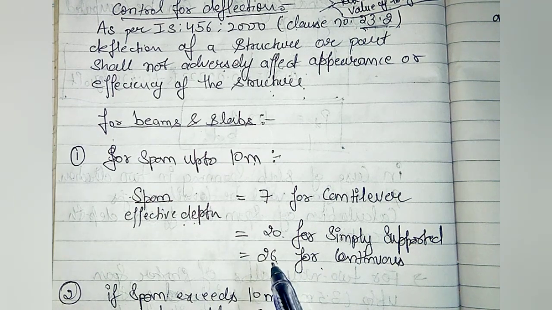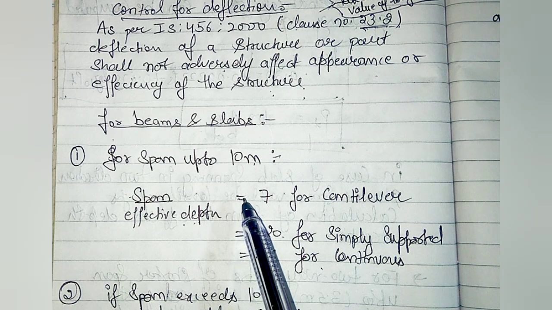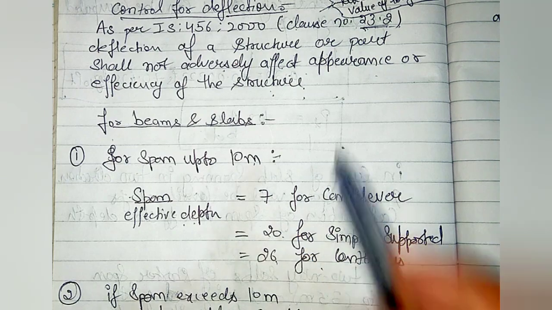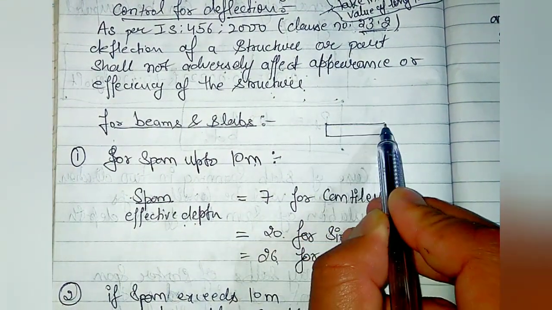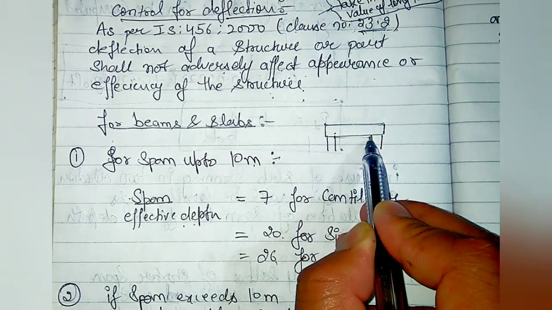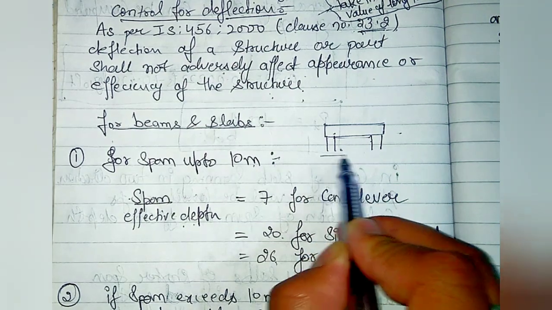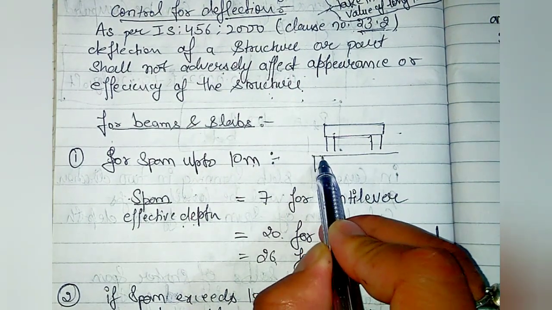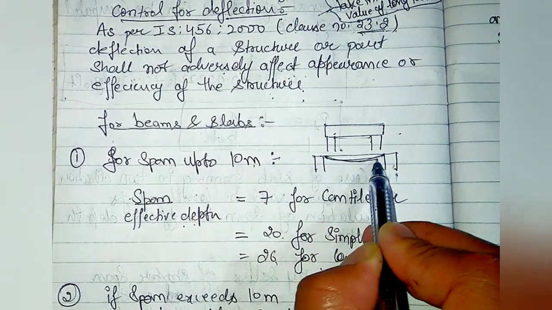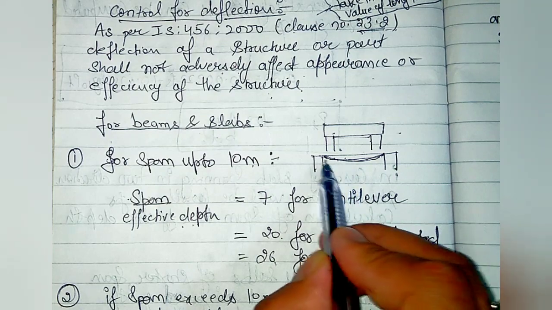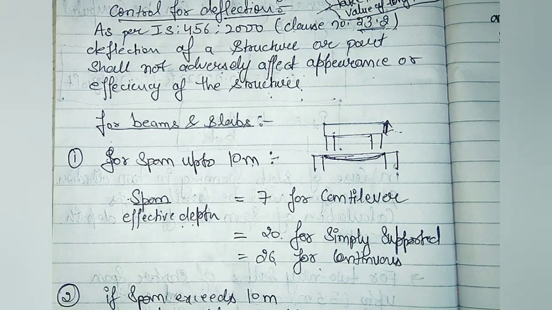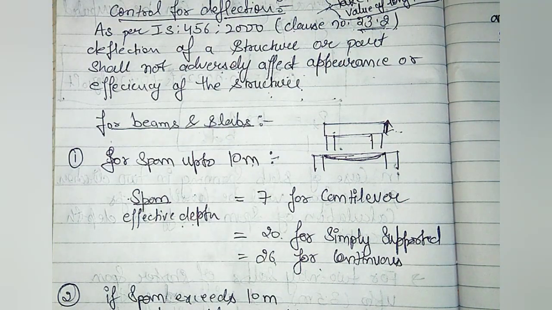So we need to check the deflection control. The deflection depends upon the span. Suppose this is the beam section and these are the supports. When the span goes on increasing like this, the deflection will be more. So your deflection directly depends upon the span and the effective depth of the section. So in case of your cantilever, we check it.